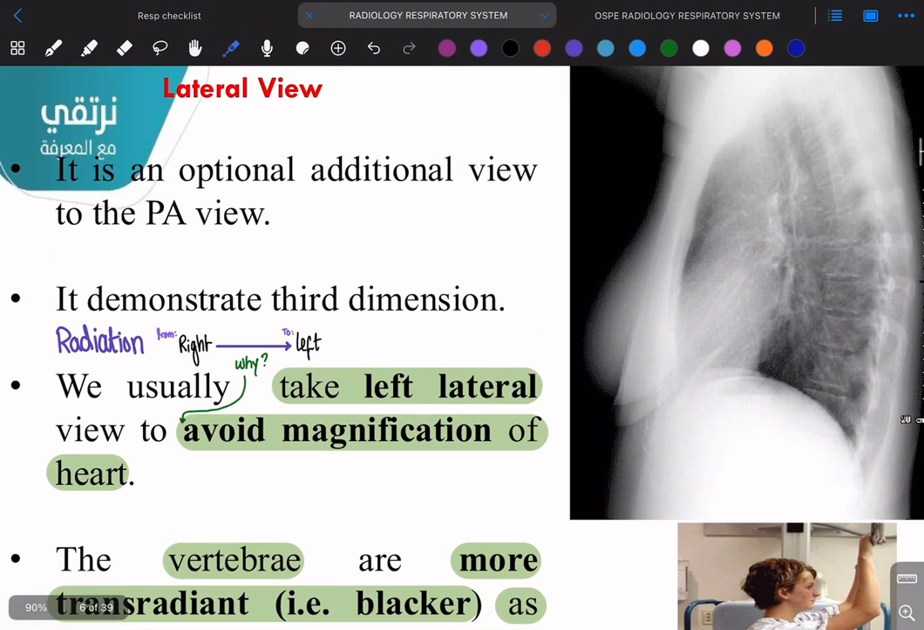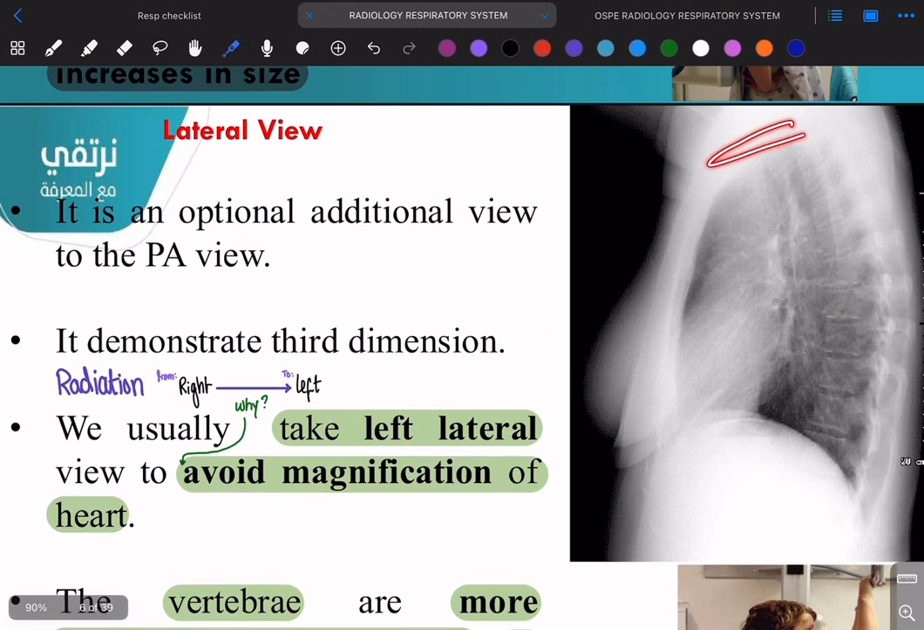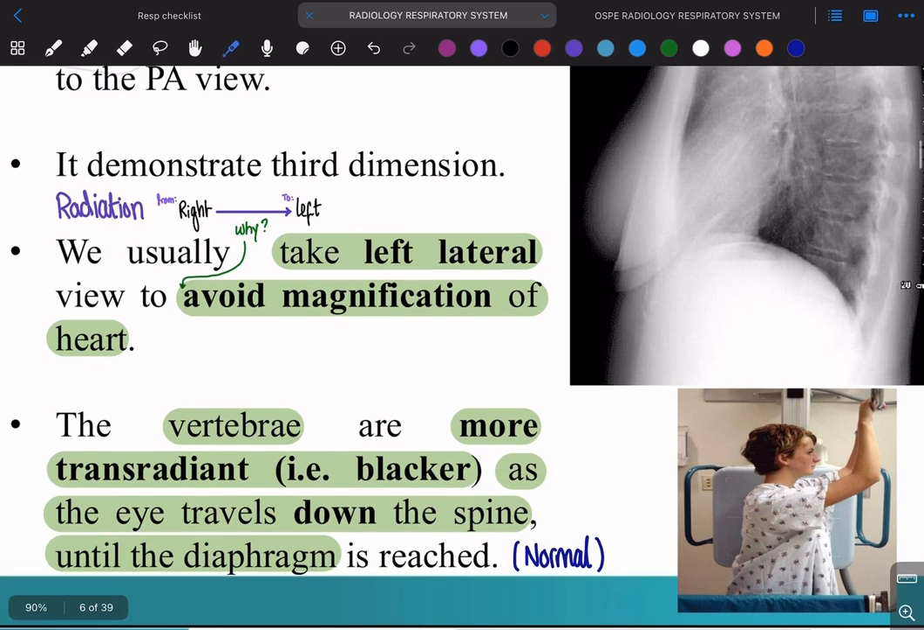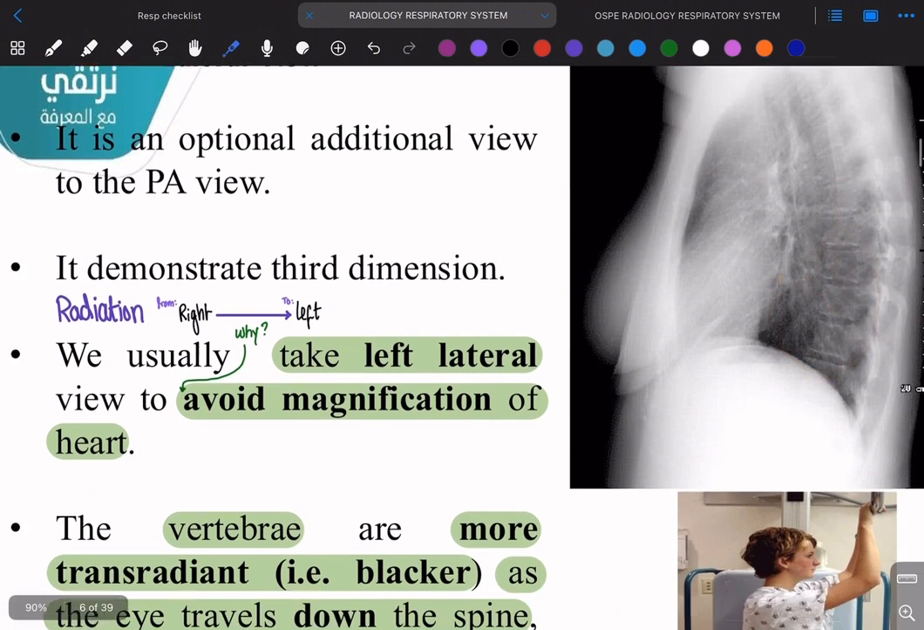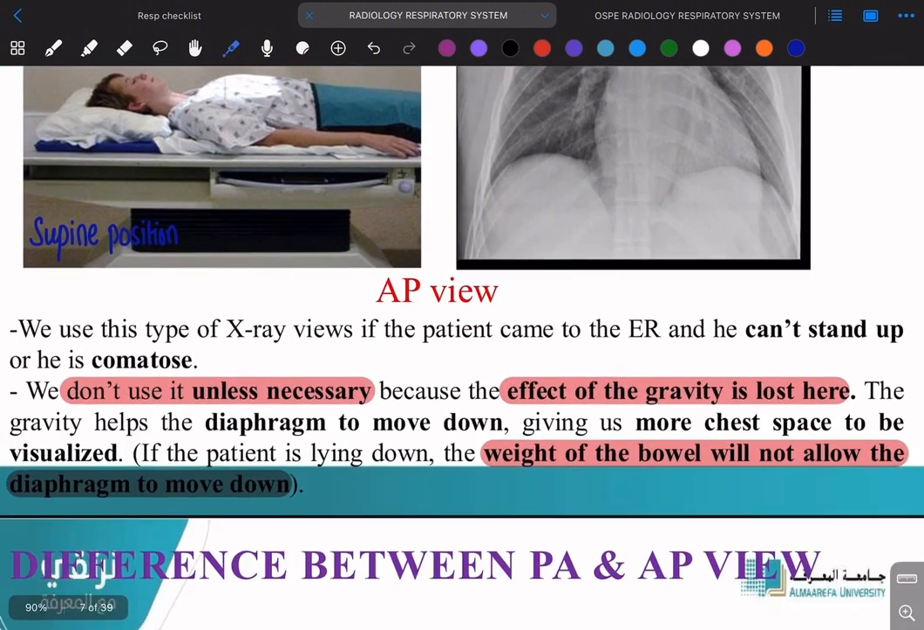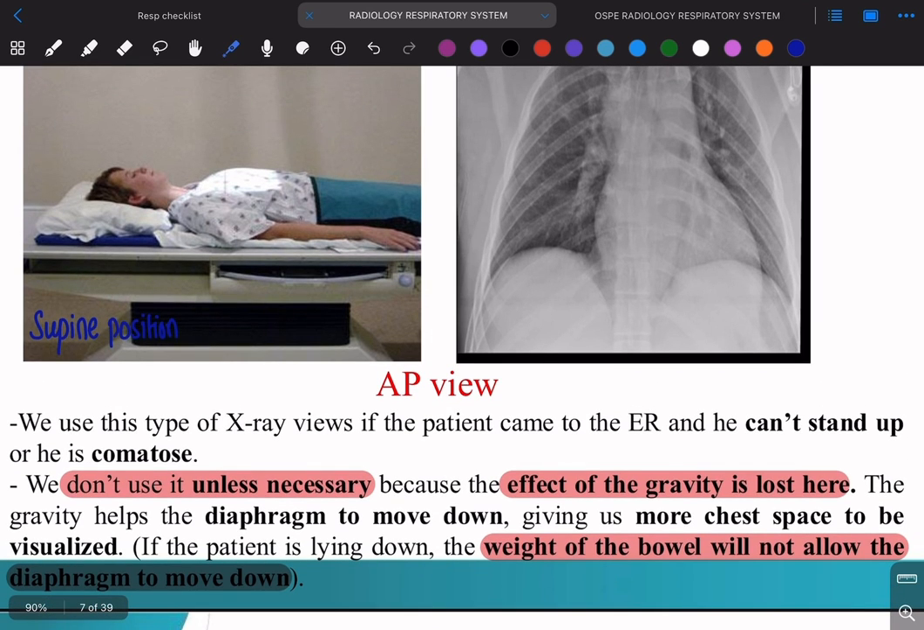Second thing we need to know here, if you realize that it's more light or bright here, and then as we move downward, the image gets darker, right? So here it says that the vertebra is more transradiant or blacker or darker in color as we move down the image, okay? Then we have the third and last view, which is the AP view, the anterior-posterior view.